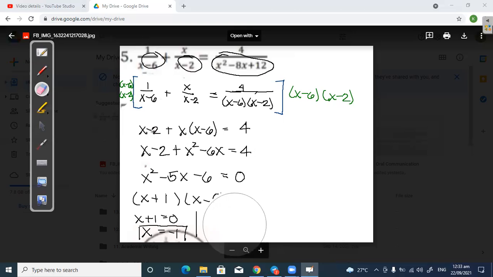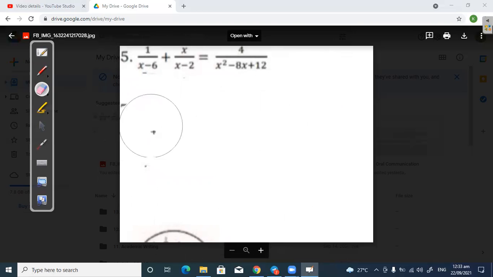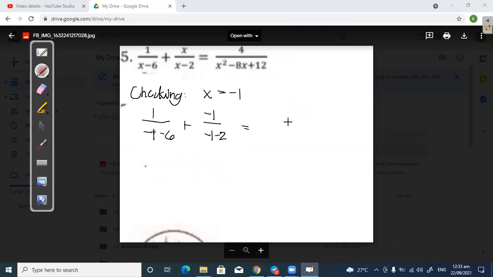Bakit? Tingnan natin. Again, yung answer natin as of now is x is equal to negative 1 and positive 6. Okay, we'll see sa checking part. Kaya always check your answer talaga by substituting the values. So for checking, let's start first with x is equal to negative 1. Direct substitution na natin, 1 over negative 1 minus 6, plus negative 1 for x over negative 1 minus 2.